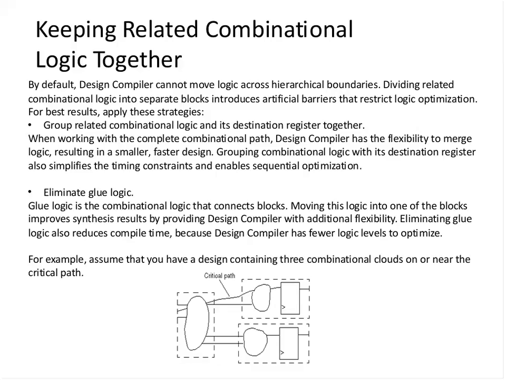So for best results there are two strategies. First is grouping related combinational logic and its destination registers together. When working with the complete combinational path, Design Compiler has the flexibility to merge logic, resulting in a smaller and faster design.